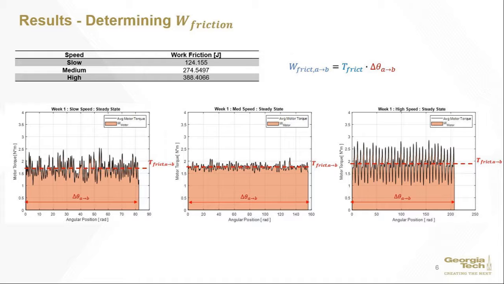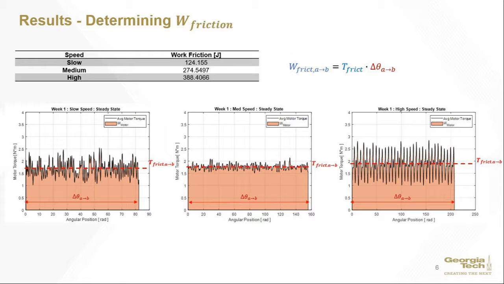These are our results for the work of the friction done on the flywheel. This was determined by averaging the torque values at steady state and integrating over the change in the angular position. Since this is at steady state, the average torque values were simply multiplied by the total change in angular position, as indicated in the graphs with the red markings. As expected, the work of friction increased as the speed of the flywheel increased.